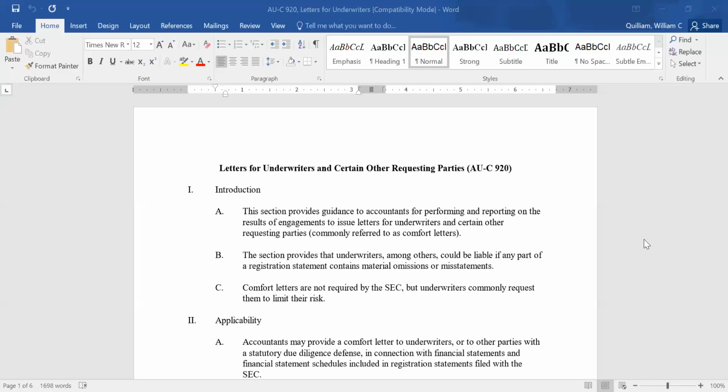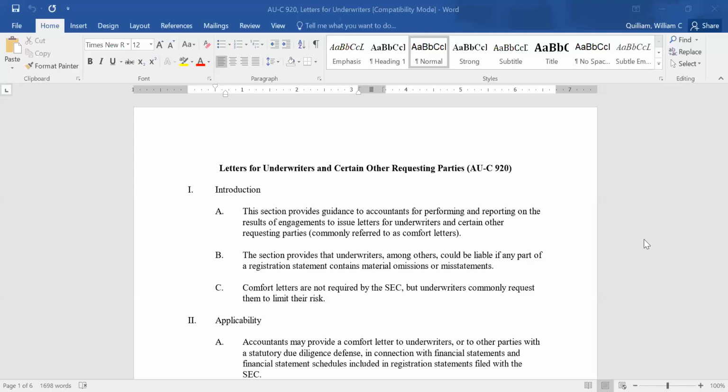So again, underwriters, among others, can be liable if any part of the registration statement contains material omissions or misstatements. Again, that underwriter is an expert. So the underwriter has a so-called due diligence responsibility to make sure that everything in the registration statement, which was filed with the SEC to issue the securities, is accurate. Everything is in it, no omissions, no misstatements. Now, by the way, comfort letters are not required by the SEC, but underwriters commonly request them to limit the risk.